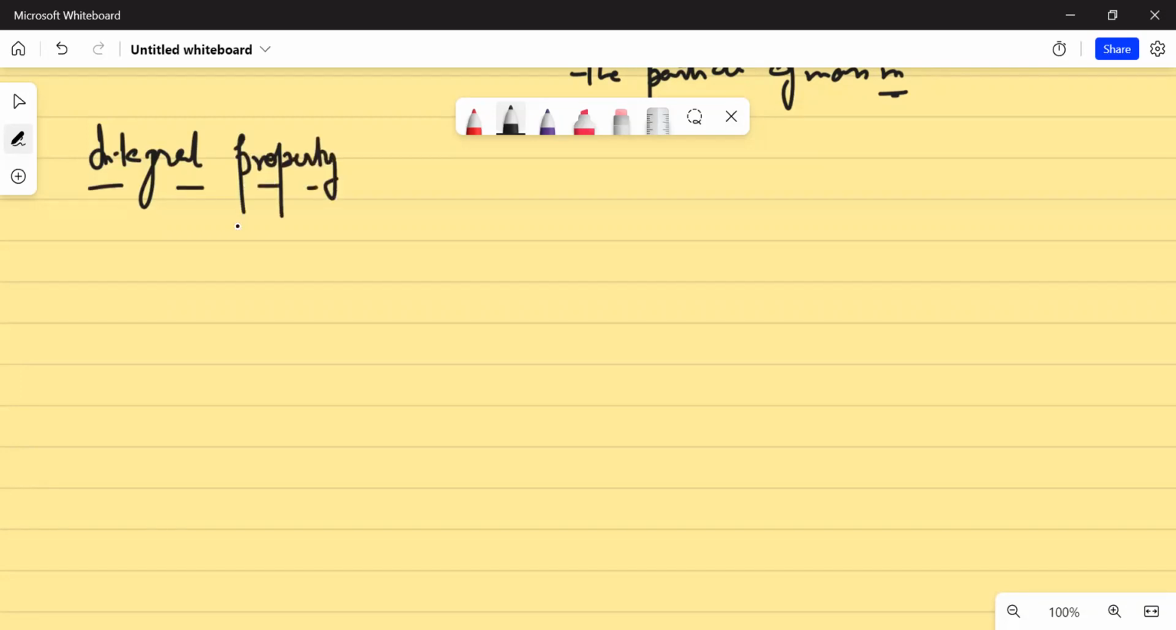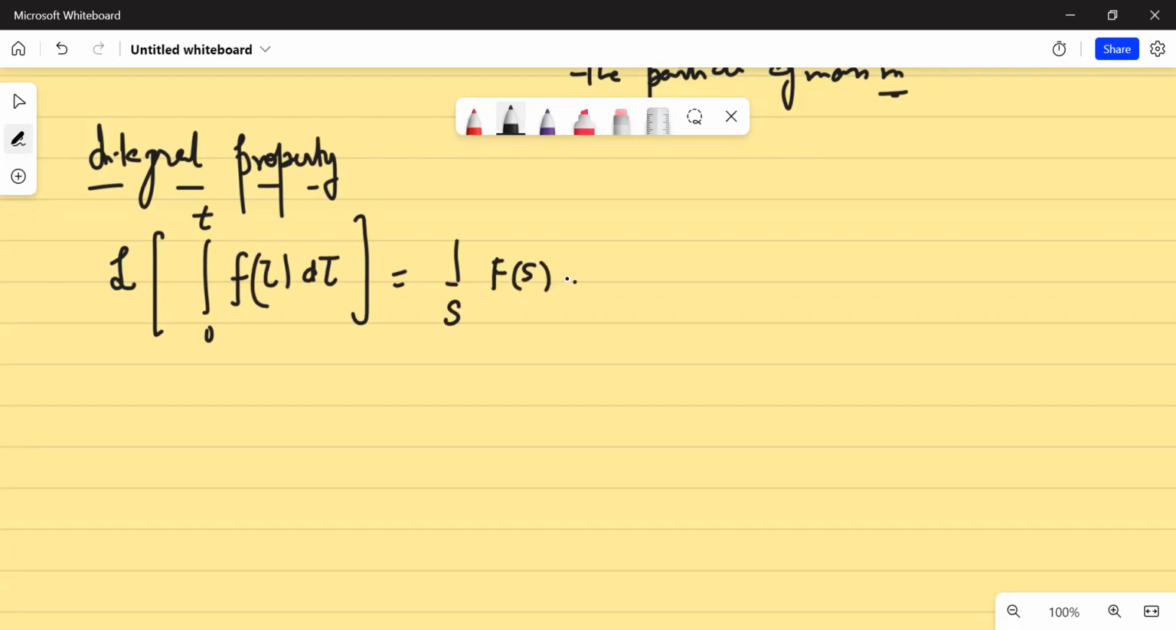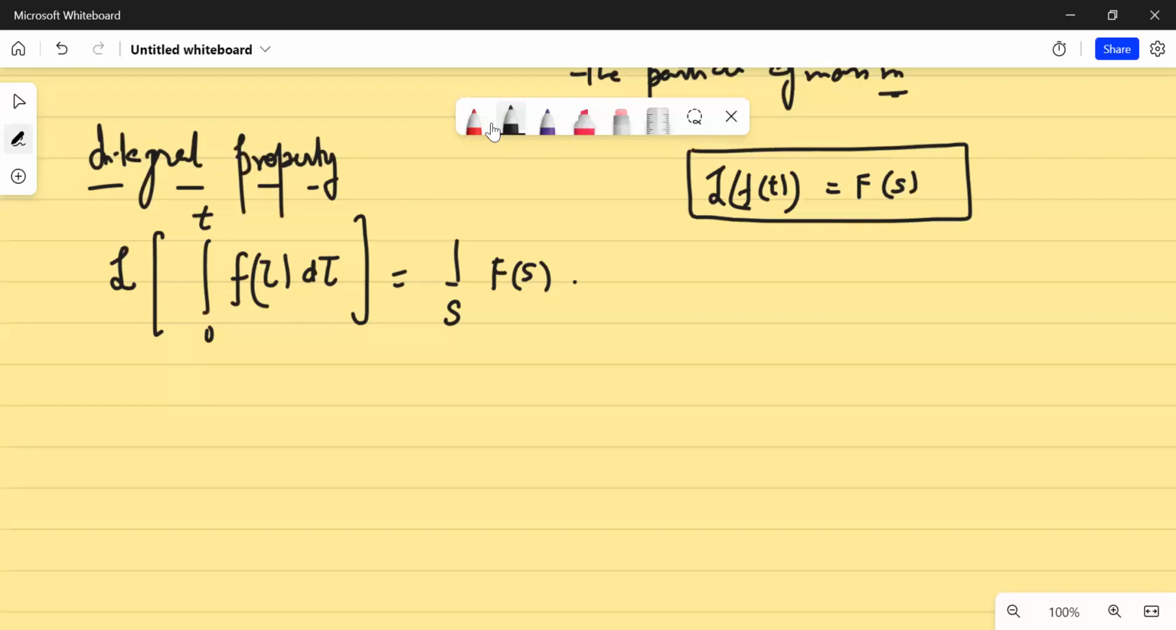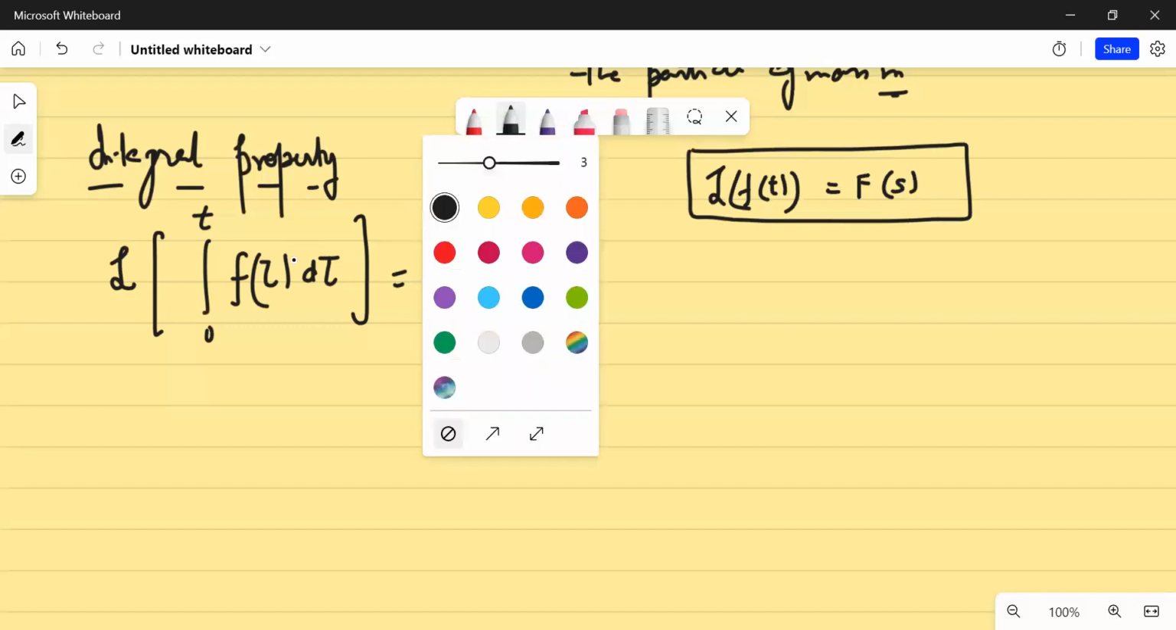And what is that integral property? So if I say that my Laplace transform of integration from 0 to t, f tau d tau, this particular Laplace transform is given by 1 upon s capital F s. Remember this. So given that the Laplace transform of your f(t) is simply capital F(s), then the Laplace transform of integration from 0 to t f tau d tau is given by capital F(s) divided by s.